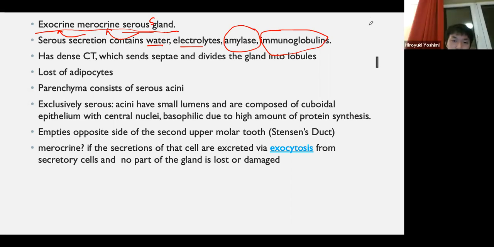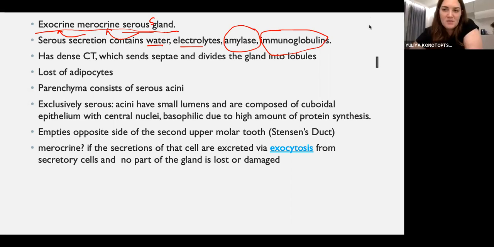There's another organ that can make amylase. Anybody knows which other organ? Pancreas. Okay, so the exocrine pancreas will also make amylase. So if you see in the ACT that amylase is only produced by the salivary gland, this is false. It's also made by the exocrine pancreas.